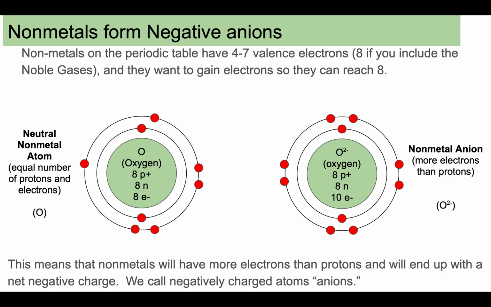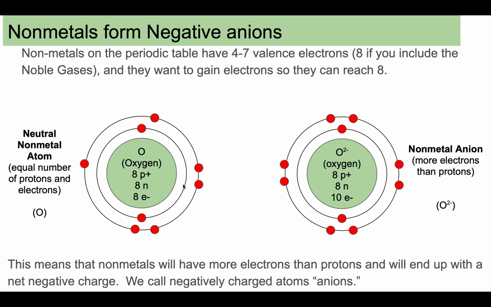Okay. On the flip side of that, we've got our nonmetals. Nonmetals, as you recall, are found on the right-hand side of the semi-metal staircase on the periodic table. So, they have between 4 and 7 valence electrons. You can see this oxygen atom is between 4 and 7. It's got 1, 2, 3, 4, 5, 6 valence electrons. So it's in that range.